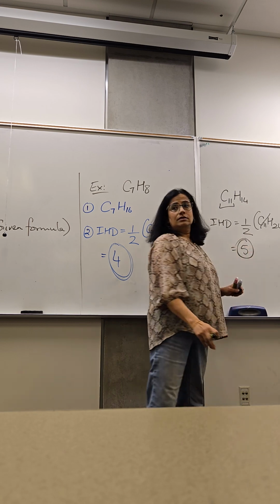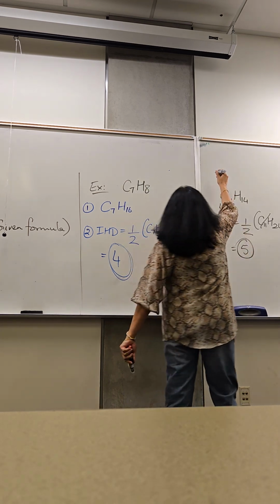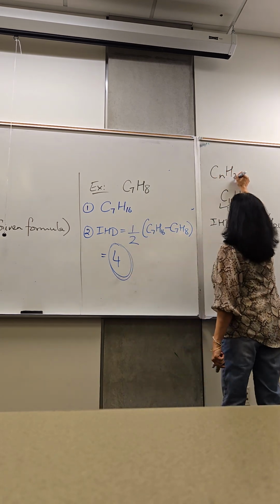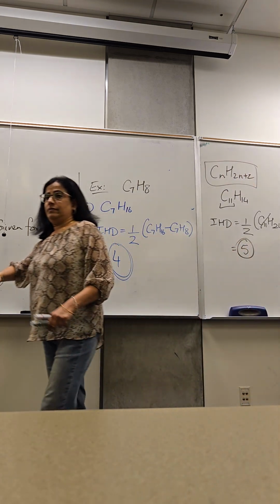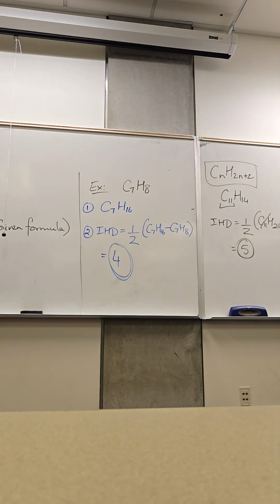How did you get 24? What's the alkane general formula? CnH2n plus 2. Okay, thank you. We good, everybody? Does that make sense?